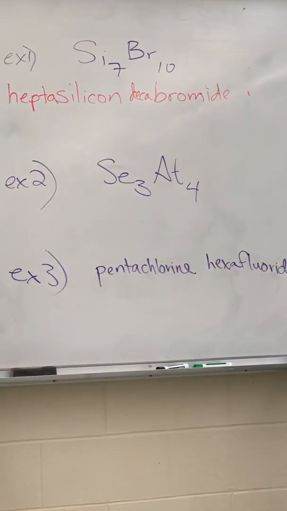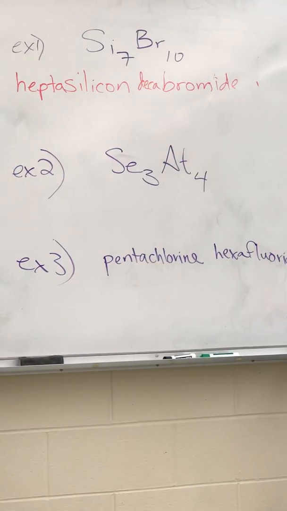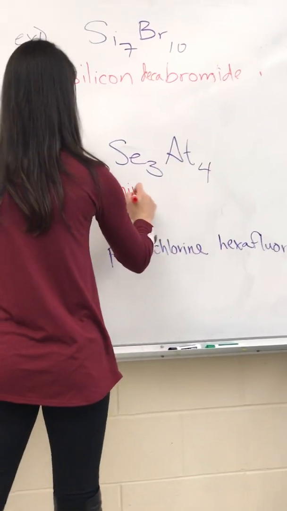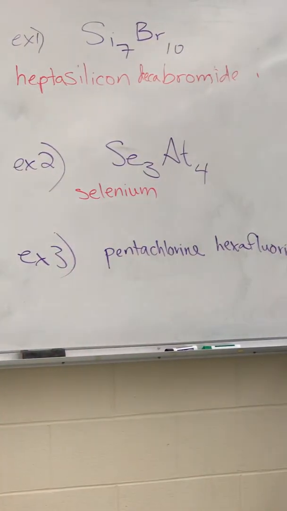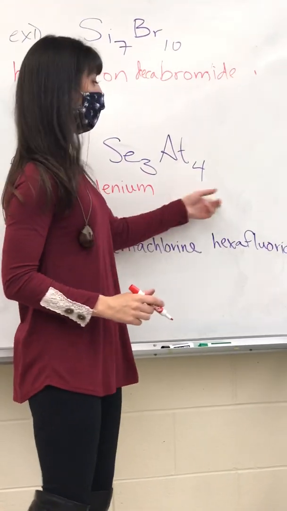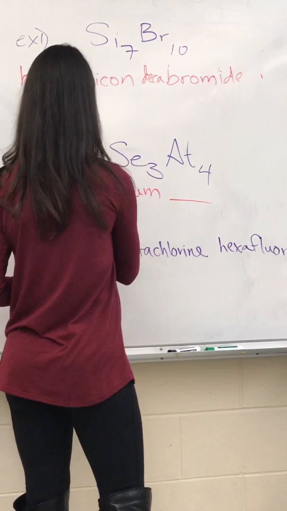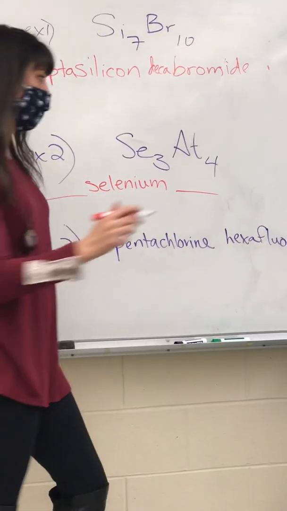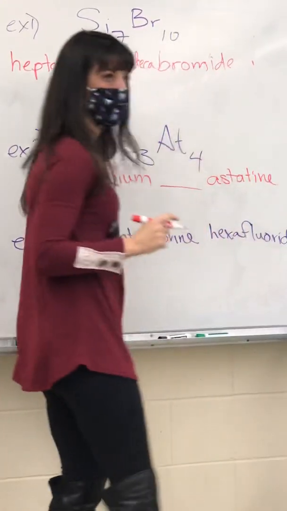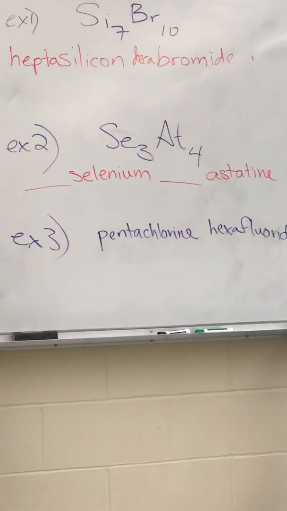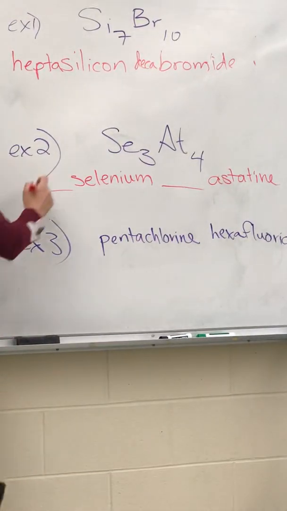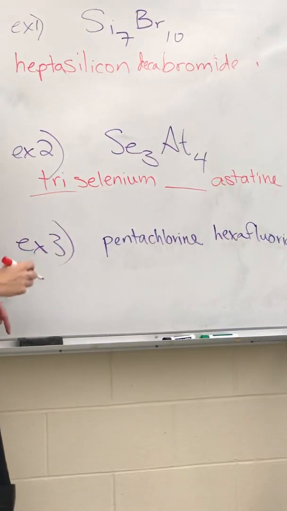How about this one? What does Se stand for? Selenium. I just want to make sure I spelled it right. Yep. And then At, I'm going to leave more room this time because I know I'm going to need a prefix. Astatine. Yeah, the font is usually pretty small in our periodic tables. What is the prefix for 3? Tri. So triselenium.